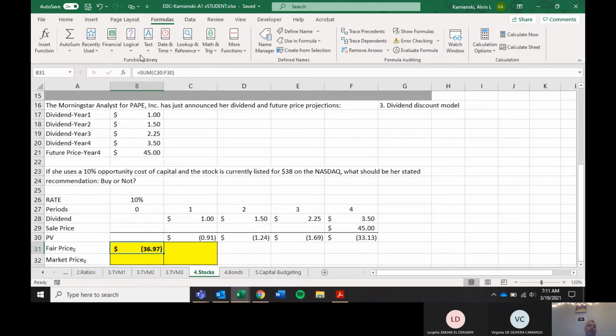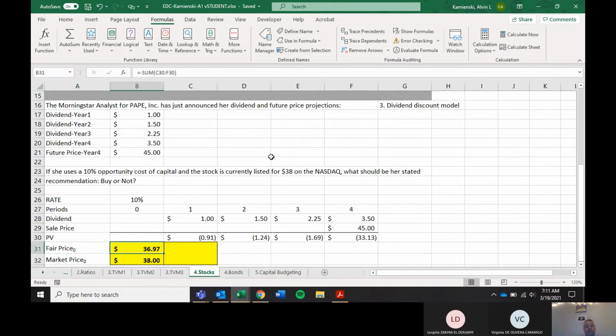Excel is telling us to get something back, you have to pay something now. I don't like the way that looks personally. So what I like to do is switch the sign by just putting a minus in front of the formula there. And then this to me makes more sense. The fair price is $36.97 as opposed to the negative $36.97. Same concept, different presentation. The market price is $38 right now.